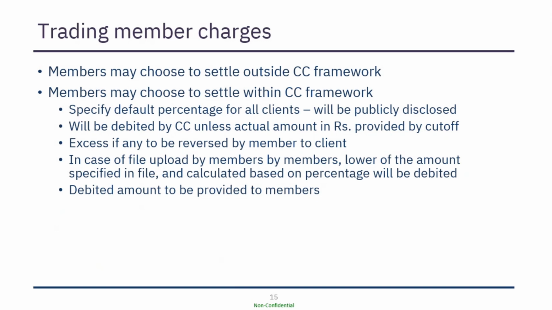If the file uploaded by the member is greater than the percentage, so in our example 10 rupees was on the basis of percentage, and the member uploads a file saying that 16 rupees is the charge, then we will go by the lower of the two. Because 1% is the maximum rate specified, we will take 10 as the charge and not 16. In case the file is not uploaded by 6 p.m., we will go by the default rate. And whatever amount is debited in this way, we will add it to the obligation of the customer, debit it, and give it to the member as part of payout.